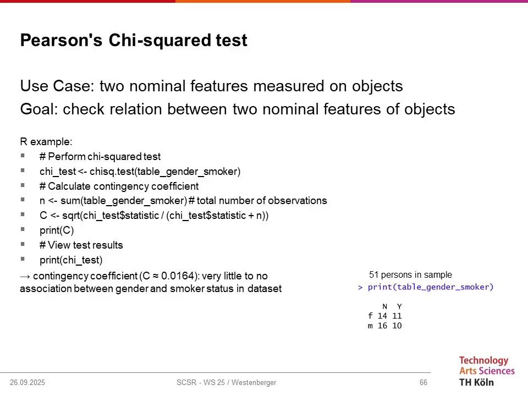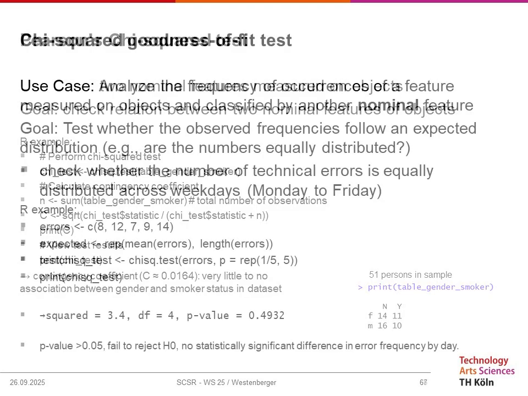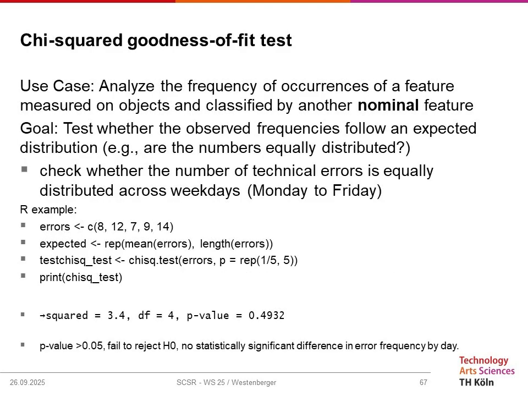What's the other type? The chi-squared goodness of fit test. This is different. Here, you have one nominal variable, and you want to see if the observed frequencies of its categories match some expected distribution. Expected distribution. Like what? Right. The simplest expectation is often equal distribution. For instance, are technical support requests spread evenly across the 5 weekdays, or do more come in on Mondays?